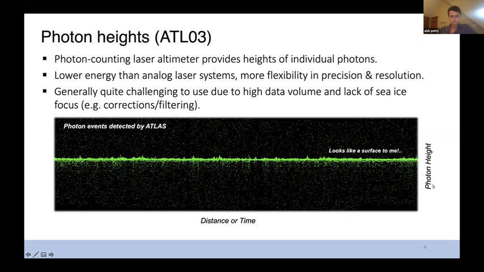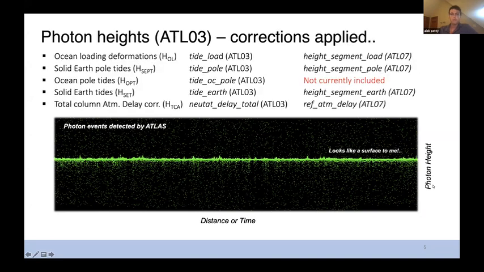But our recommendation is often to start with the higher level products, ATL7 and 10, and then maybe work back to ATL3 if you need to. So these are some of the corrections that are applied to ATL3. Again, none of these are particularly CI specific or ocean specific, but the ATBD can explain those in a lot more detail.